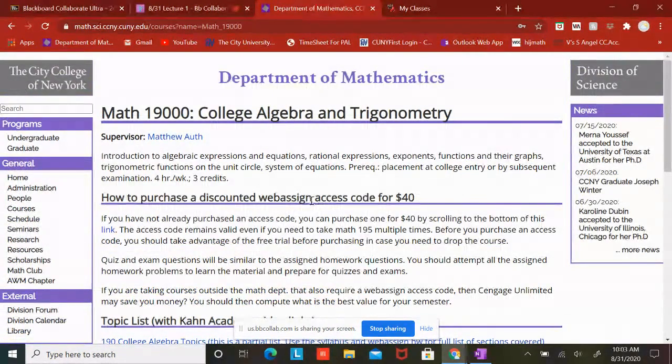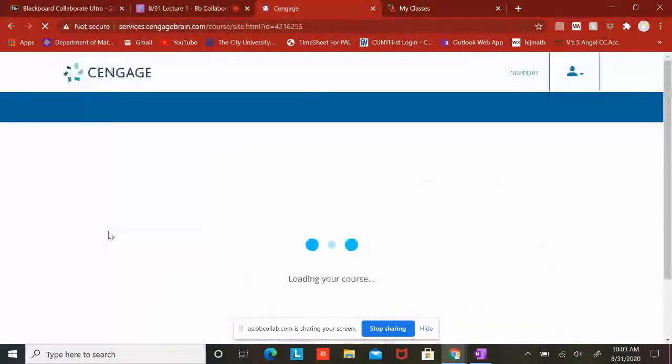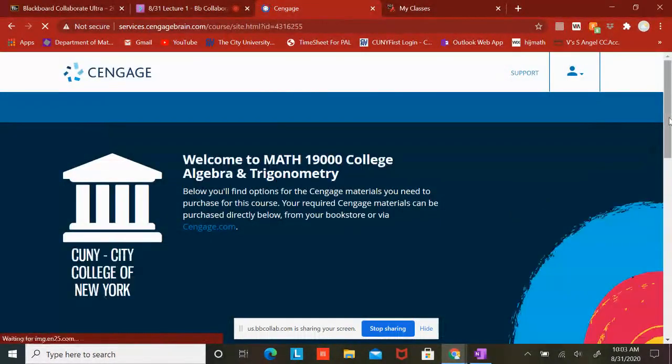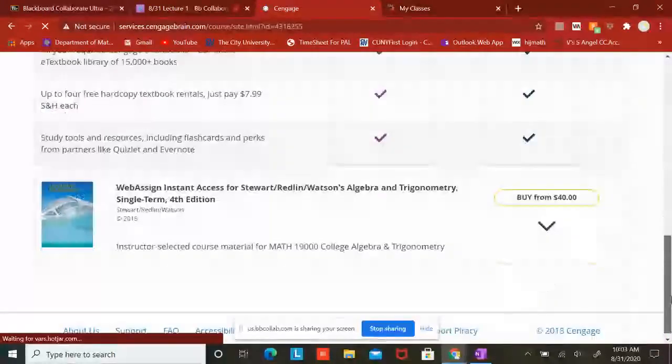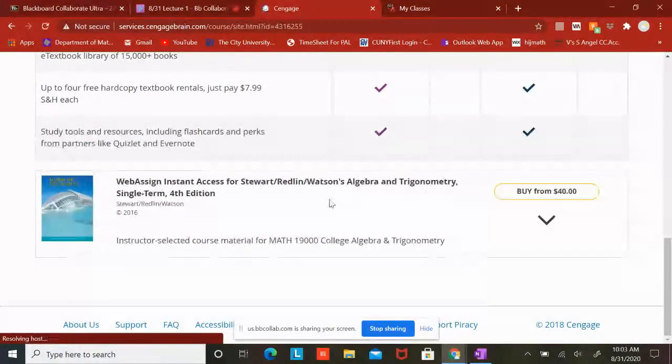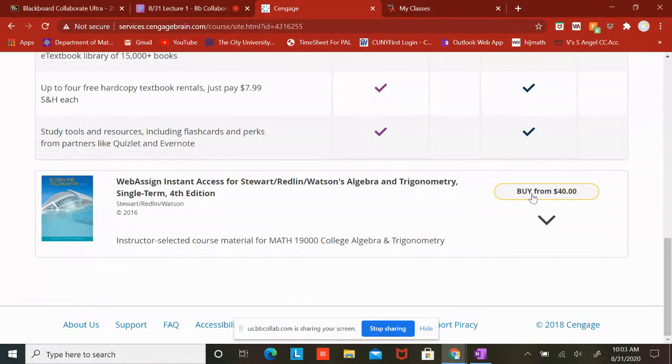And the way you make the purchase for the WebAssign access code is by clicking this link. Once you're on this link, it takes you to this page, and you scroll all the way down to get this version of the textbook, which you can get for $40.